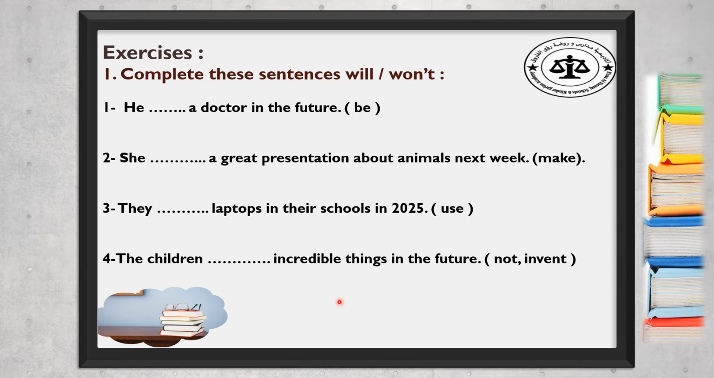Now let's practice this structure. We want to complete these sentences by using will or won't. Let's remember which kind of verb we use after will or won't. Excellent. Infinitive verb. Let's start with the first one. He blank a doctor in the future. We have this verb be. He is the subject, and after the subject we have will be, excellent, a doctor in the future.